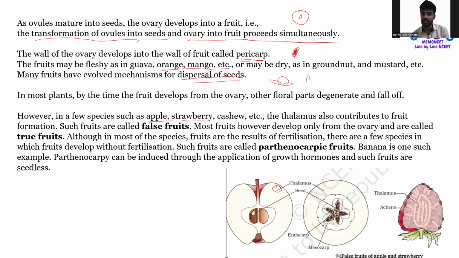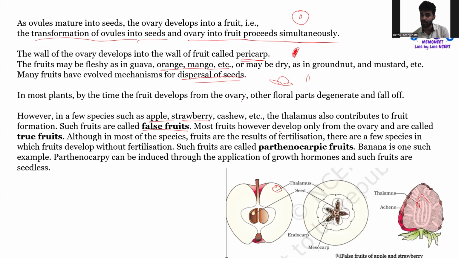Such fruits are called false fruits. What do you mean by a false fruit? The thalamus also contributes to fruit formation, and such fruits are called false fruits. You can see this thalamus region here, which is also contributing to the fruit formation.